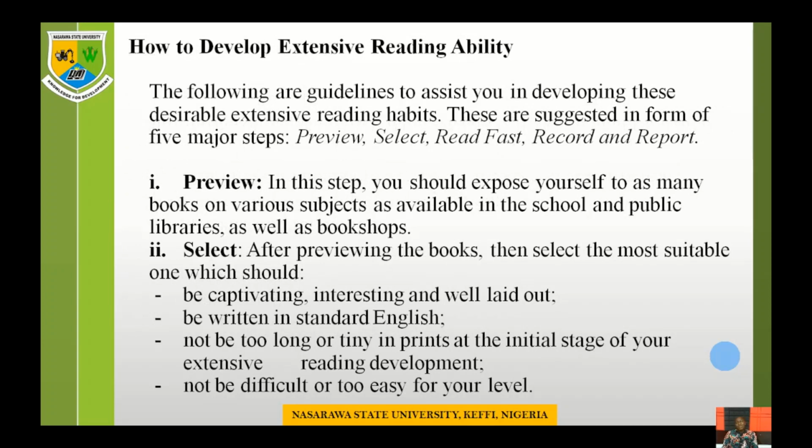Now, how do we develop extensive reading ability? There are guidelines to follow, and these guidelines are suggested in the form of five major steps. The first step is preview. The second is select. The third is read fast. The fourth is record. And the fifth is report.